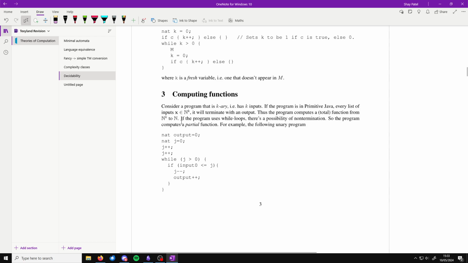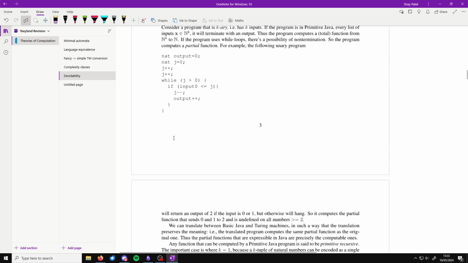For example, this unary program will return 2 if the input is 0 or 1, but otherwise it will hang. So it will increase j to 2, and then while j is more than 0, so while 2 is more than 0, if the input is less than or equal to 2, then we decrease. And so this program will only compute a partial function that sends 0 and 1 to 2, but it's undefined for all numbers that are greater than or equal to 2.